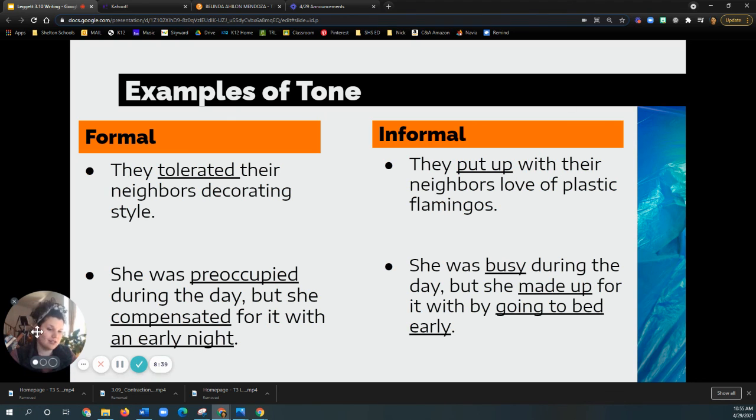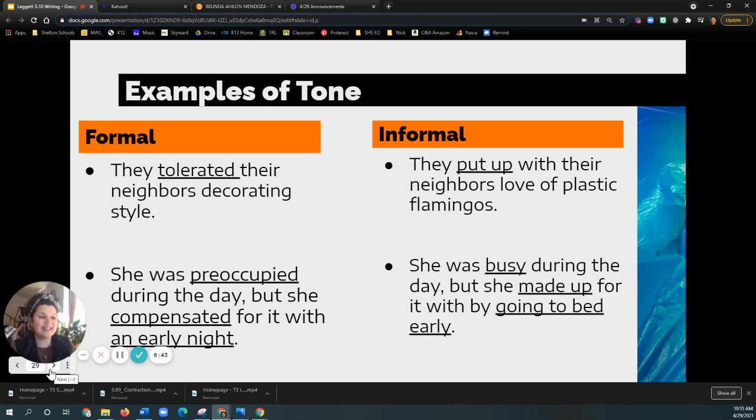Now, I'm not telling you to just use a bunch of words that you don't know what they mean, but to be really intentional about not using contractions with formal writing.